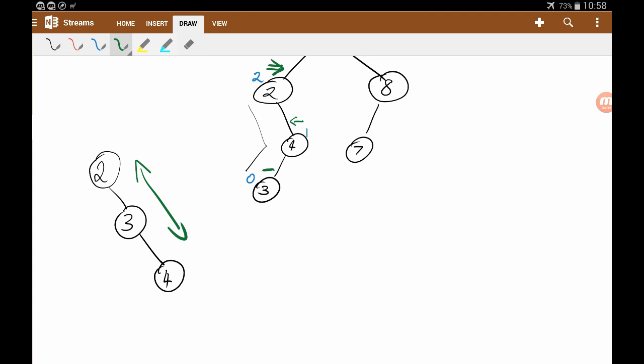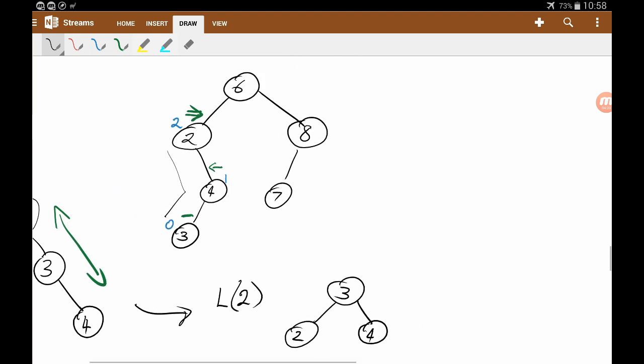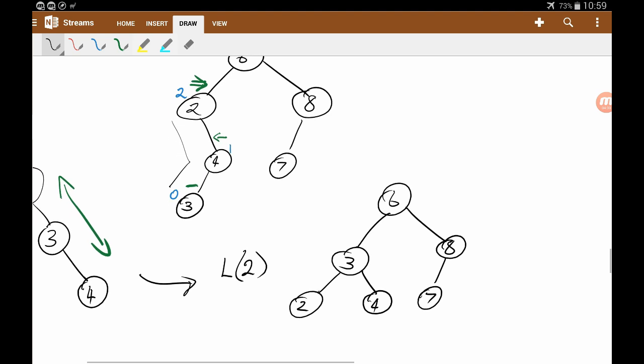And so we can then say, well, in this case, we do a left rotation on 2, which then says we take its right child and bring it up. So 3 is now the root, 2 goes to the left, and 4 goes to the right. And we can see that that gives us a nice balanced tree. And when we insert it back into our original tree, like that, we can now calculate the balance everywhere.